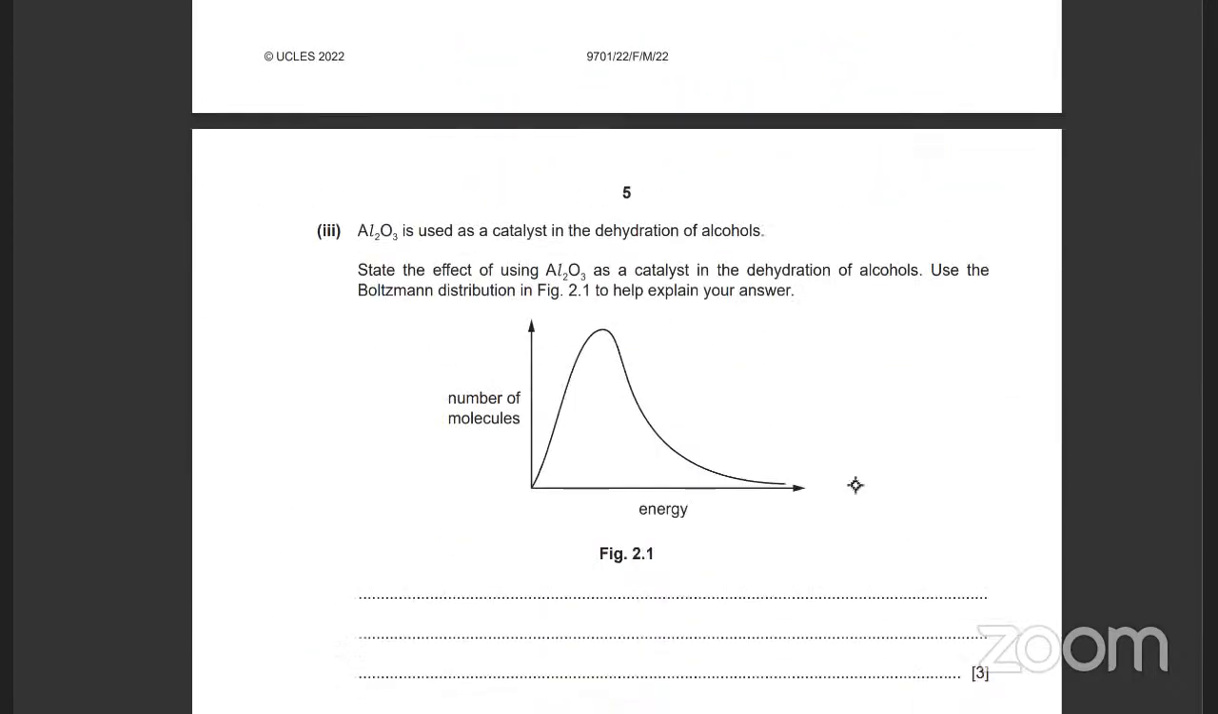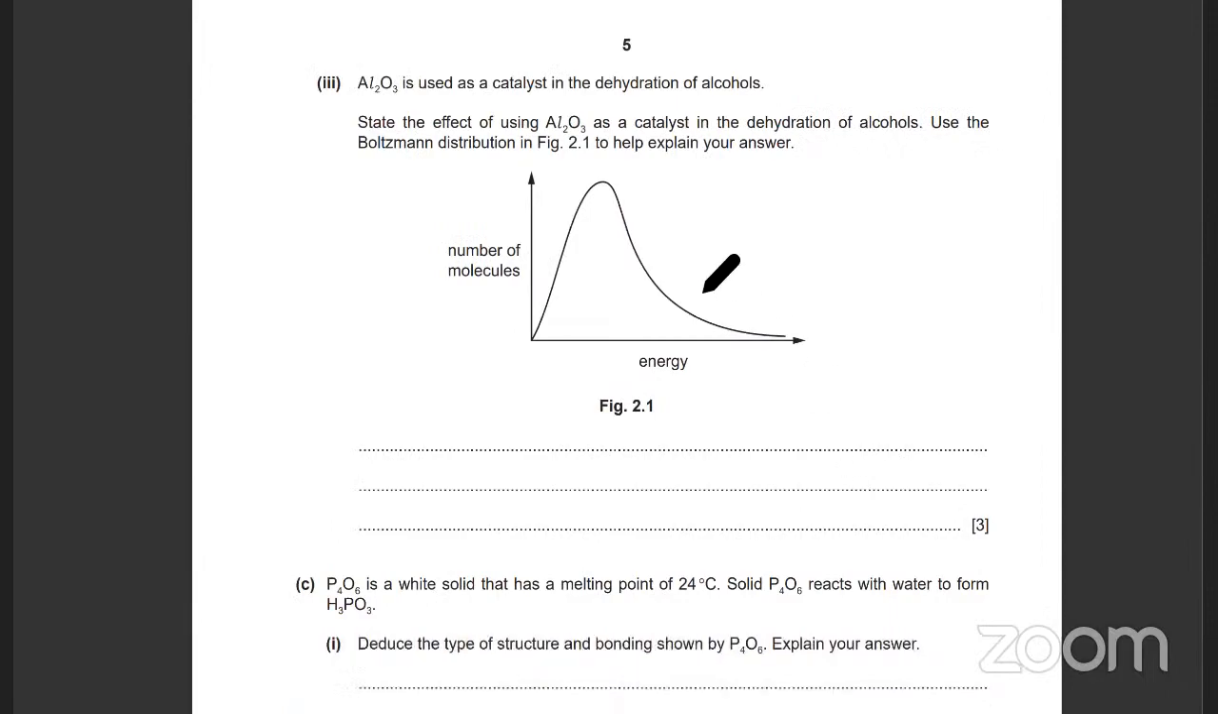I said next one. Al2O3 is used as a catalyst. You can choose anyone. So this time, state the effect of using Al2O3 as a catalyst in the dehydration. Use the Boltzmann distribution to explain your answer. It's going to be the same thing. You're going to use this. That's EA. That's the EA with catalyst, right? So you've got EA and you've got an activation energy with catalyst.